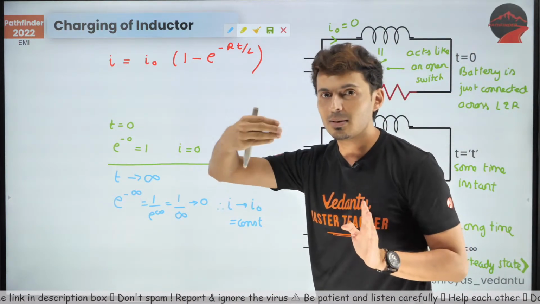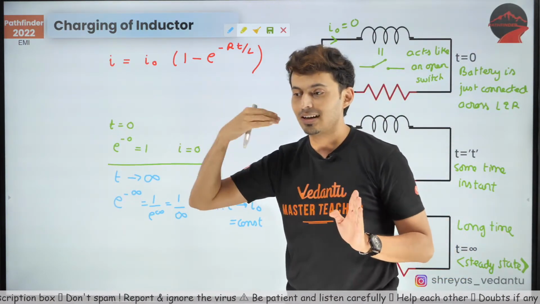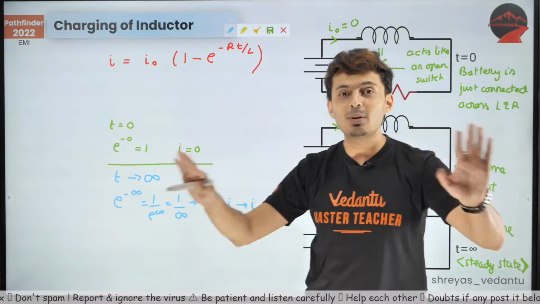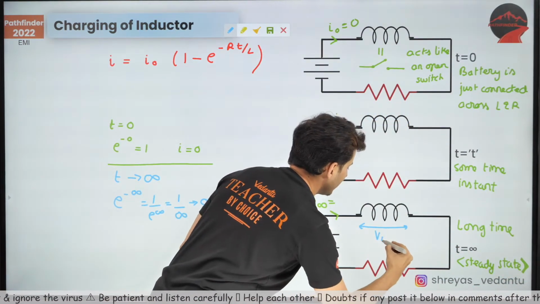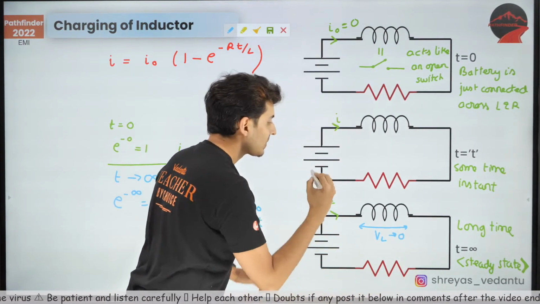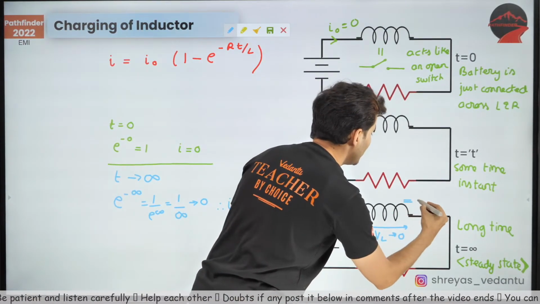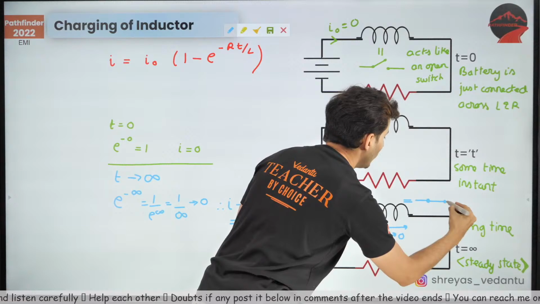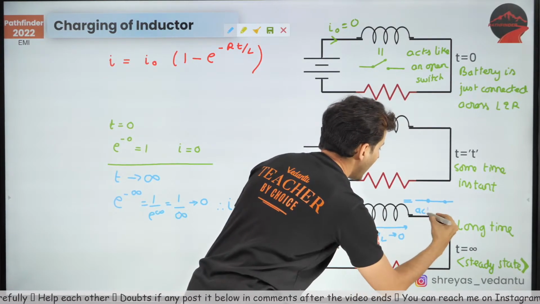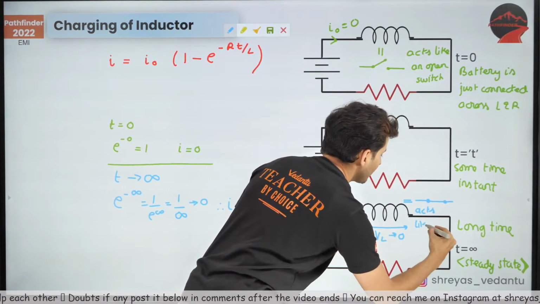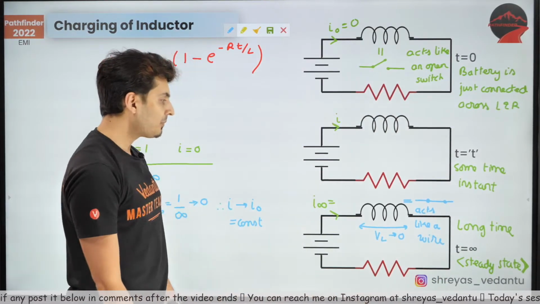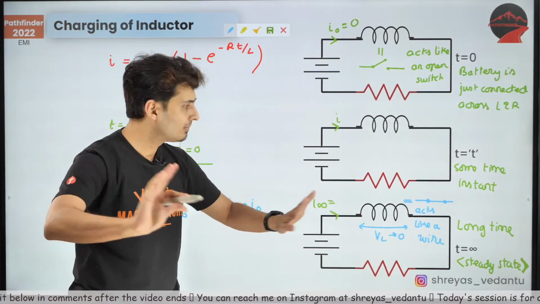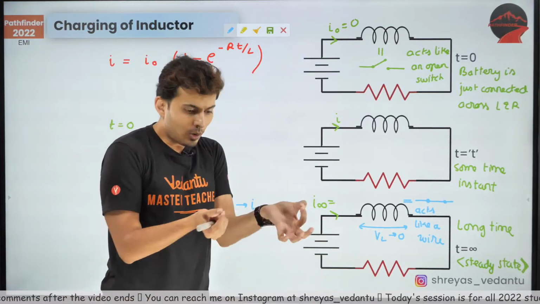Try to recollect. EMF, back EMF developed in an inductor is L di by dt. So it will be 0. So the voltage developed across the inductor will become 0. That means it will be acting like a closed switch. So it acts like a wire. Very, very important statement. The inductor behaves like a wire. No voltage across it. It's like a wire.